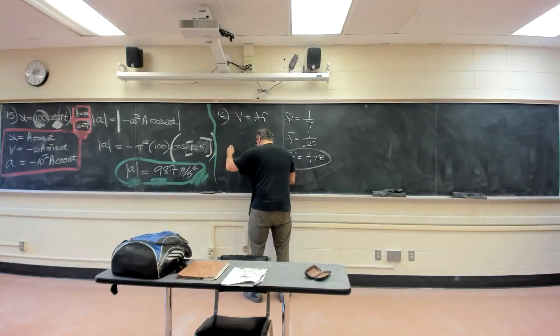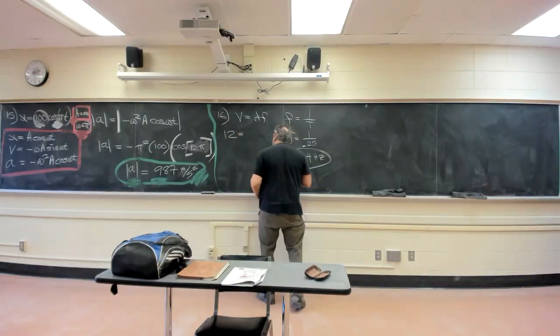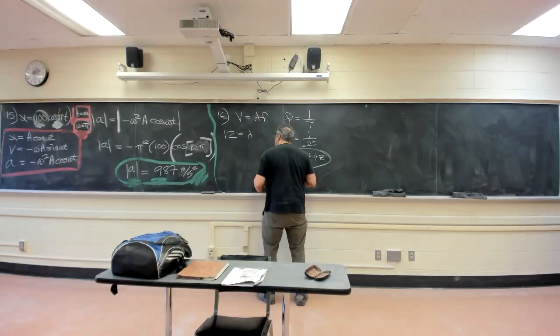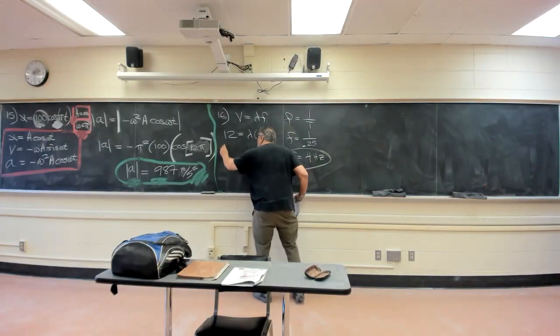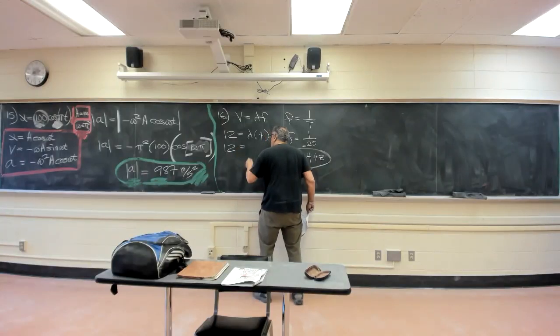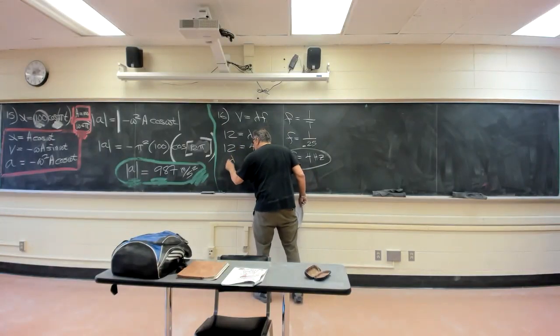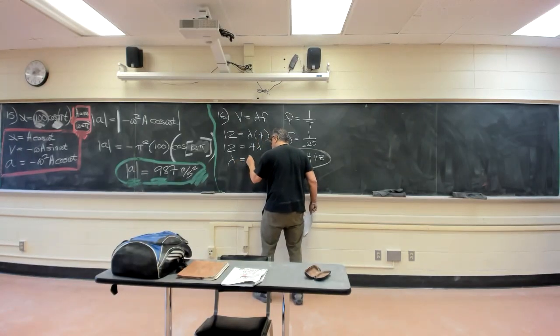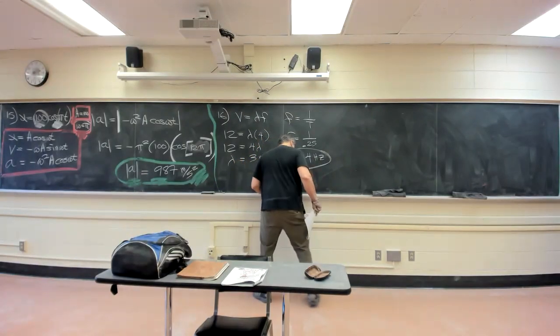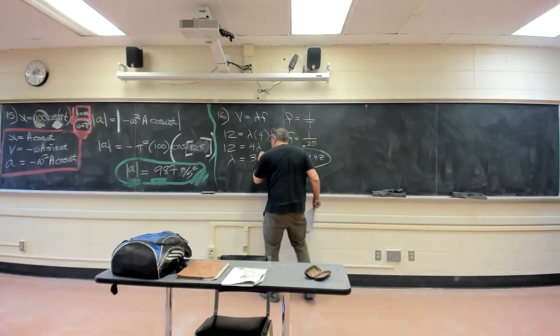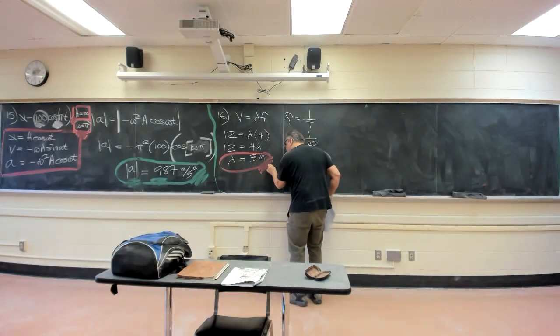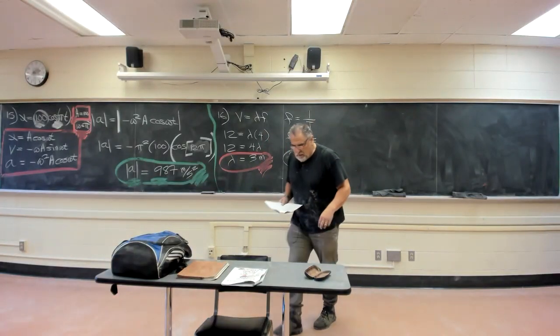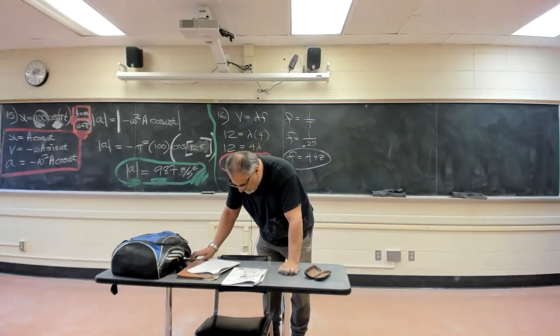They're telling us the V is 12. I don't know lambda. They're asking me to find lambda. But we did find the frequency to be 4. So 12 equals 4 times lambda. Divide by 4 on each side. Three meters.